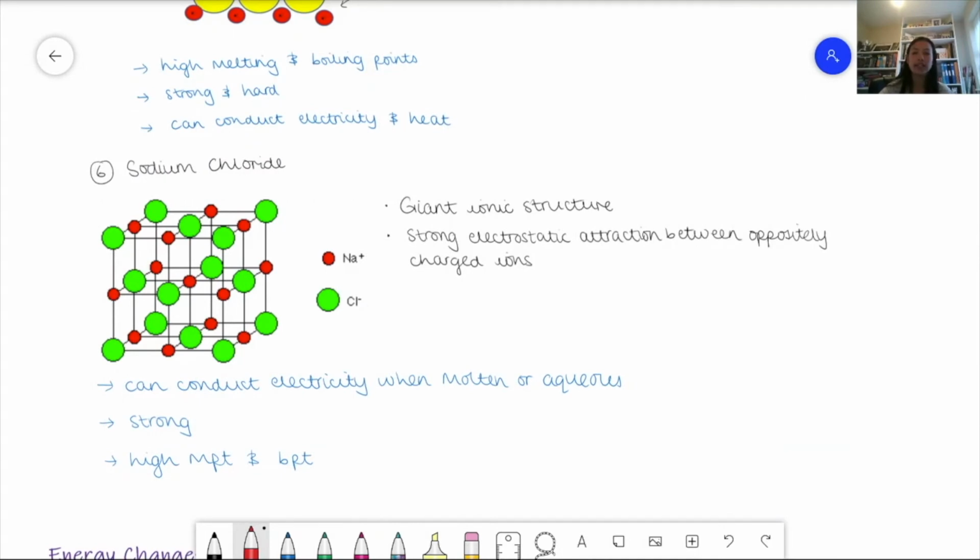Sodium chloride has a giant ionic structure, and that's because it's made out of a metal and a non-metal. So there's strong electrostatic attraction between the oppositely charged ions. This means that it can conduct electricity when molten or aqueous, but not when it's solid because the ions are fixed in place. They are strong, also because of the strong electrostatic attraction, and they have high melting and boiling points because the electrostatic attraction between the oppositely charged ions takes so much energy to overcome that a lot of heat is required.